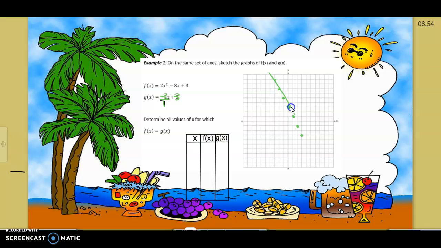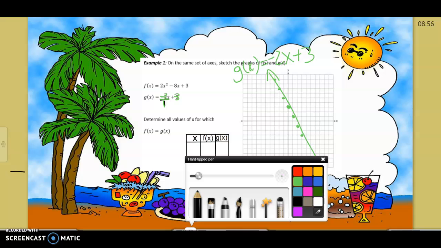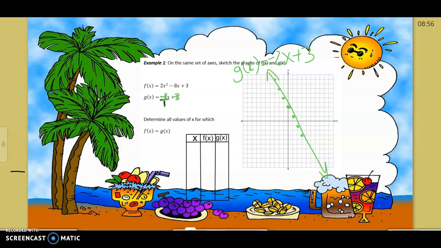So we will connect them, we will extend them, and we will give it a name, which is g of x equaling -2x plus 3. There you have it. We just graphed the first function. The quadratic. Now what makes this a quadratic? X to the second power, all right?